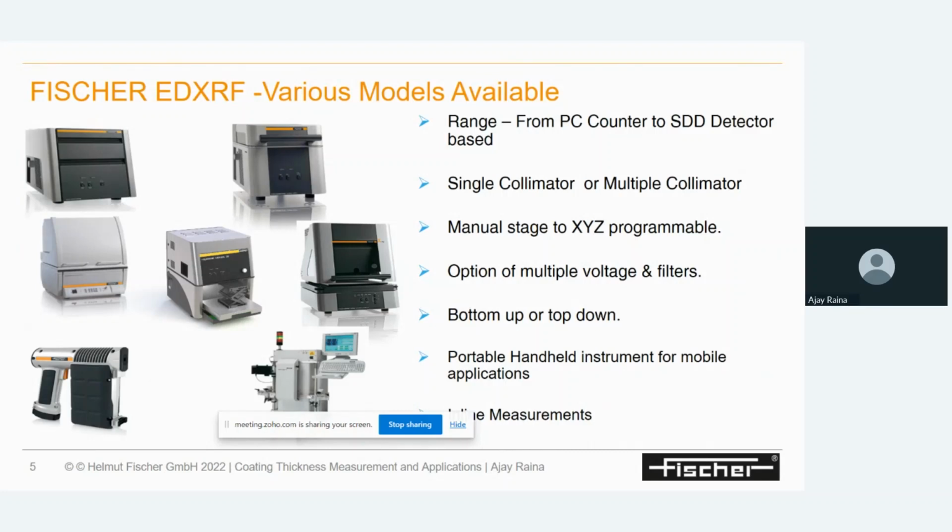We can give you manual stage instruments where you have to place the sample and move it manually to test it. Then we can give programmable XY stage instruments where you can keep a number of samples and program them to run automatically. It's like an automation type of instrument. You just keep the samples and continue running them, and on a single sample you can do a number of tests.